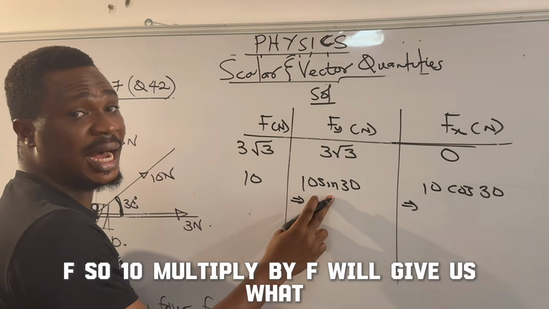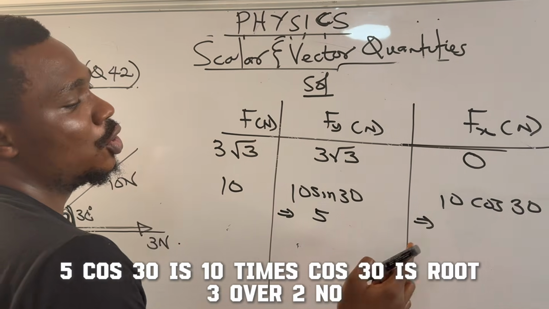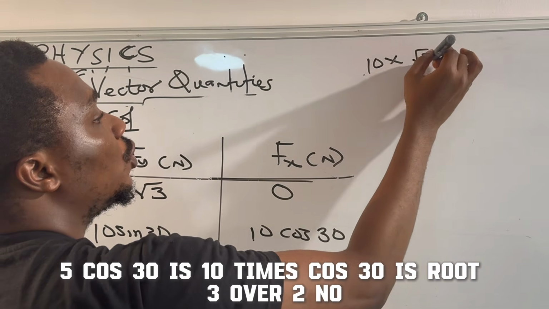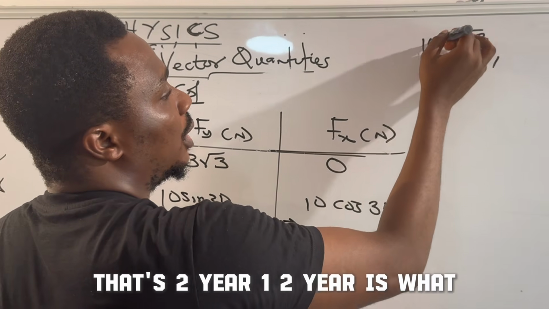And don't forget, in this case now, we have to solve these two values. Sine 30 is what? Half. So 10 multiplied by half will give us what? 5. Cos 30 is root 3 over 2. I don't use a calculator, so you have to be either 2 here, 1, 2 here is what? 5.